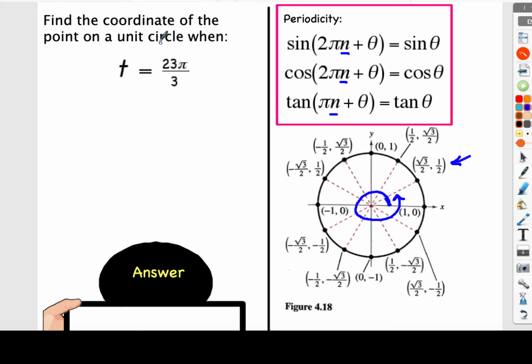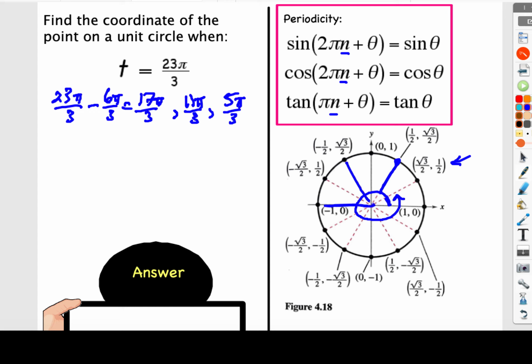So find the coordinate on the unit circle at 23 pi over 3. Well, the first thing I'm going to do is say that 23 pi over 3 minus 6 pi over 3 is really 17 pi over 3. If we subtract another 6, that would be 11 pi over 3. You subtract another 6, that's 5 pi over 3. And now that is a much more useful number, because 5/3 of pi, well again, 1/3, 2/3, 3/3, 4/3, and 5/3, right? We've got our coordinate point down here.